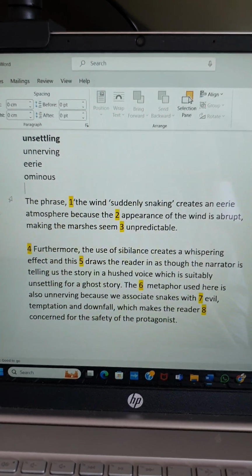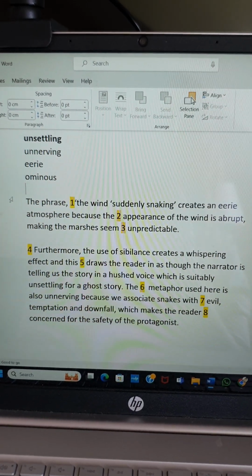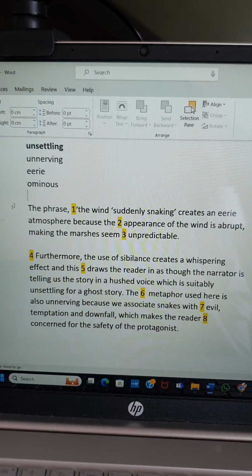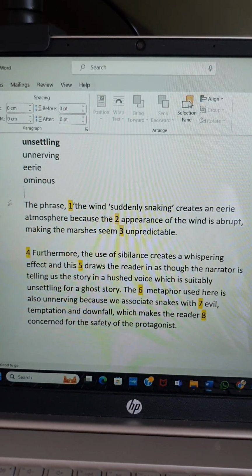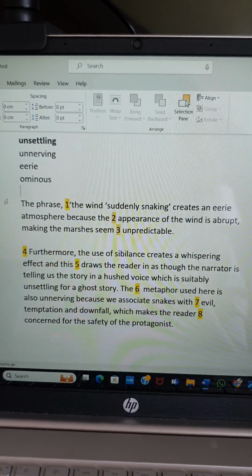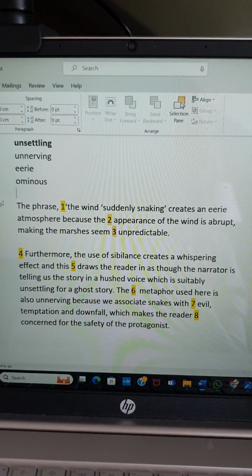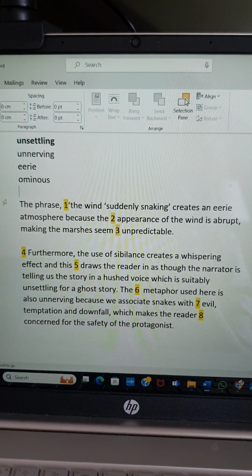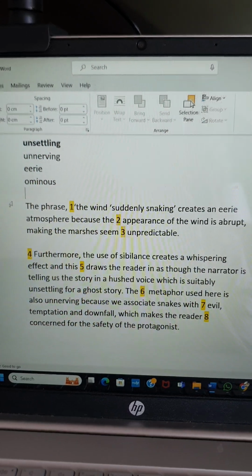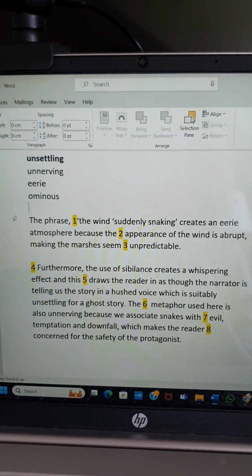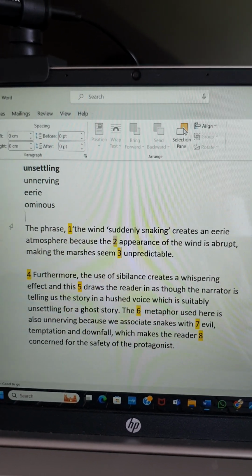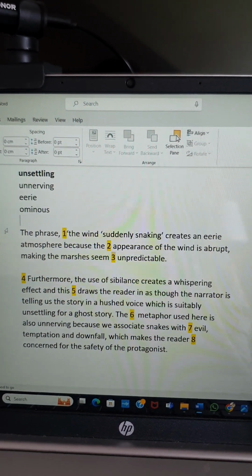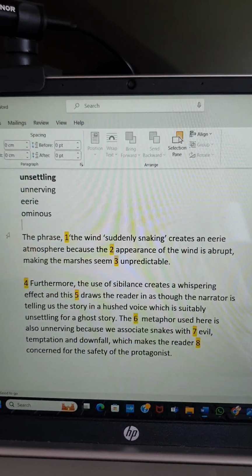And the first thing I did was to pick up on the phrase where you've got the wind suddenly snaking. And I've said that it creates an eerie atmosphere. Why? Because the wind is abrupt. Abrupt means sudden. And so you've got these unpredictable marshes where the weather is changing constantly and you never quite know what it's going to do. So you could talk about that.